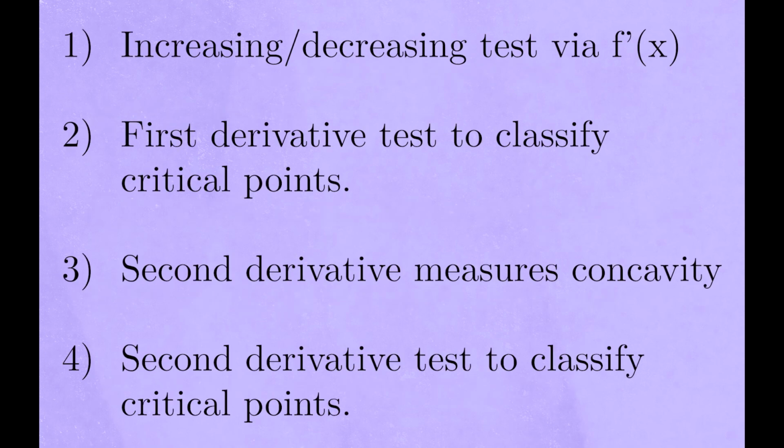That's all for now, folks. Today we investigated what the first and second derivative of f tells us about f. We found that we could determine whether f is increasing or decreasing over a region by examining the sign of the derivative, and use this to classify critical points using the first derivative test. We also discovered that the second derivative measures the concavity of a curve, and that we can use the second derivative test to also classify critical points.